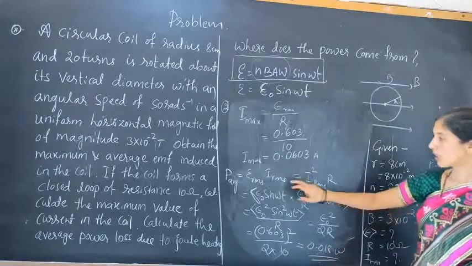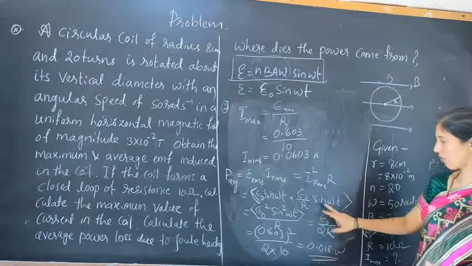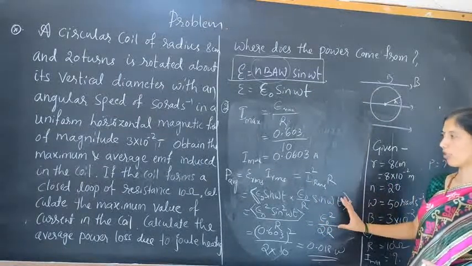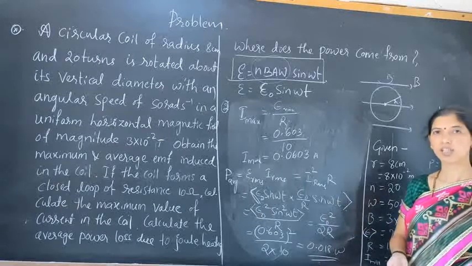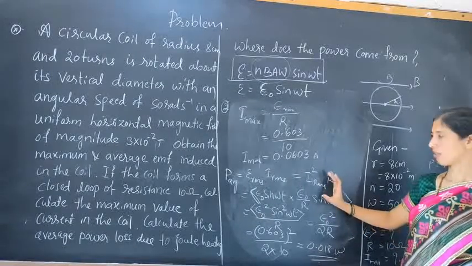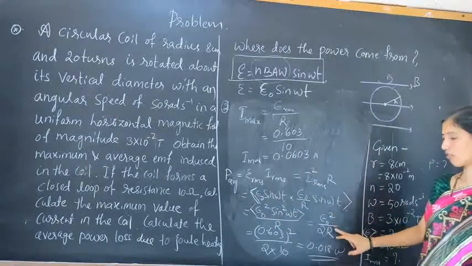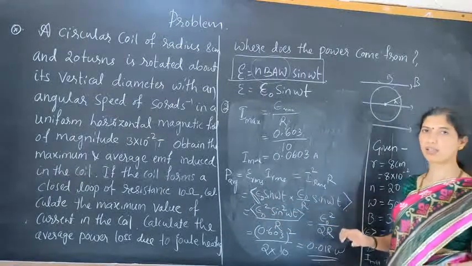Okay, so this RMS part, and these average values of sin omega t and sin square omega t, you will study in the next chapter. Just take the formula as average power is equal to E naught square divided by 2R. Clear?